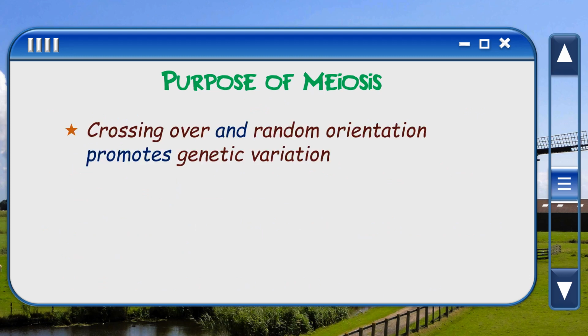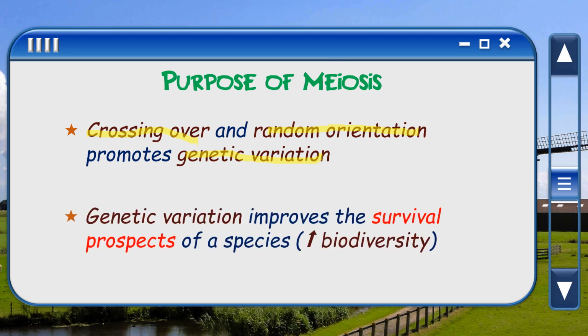Now, crossing over and random orientation promote genetic variation. Crossing over and random orientation bring about genetic variation, which we have called random assortment. Genetic variation improves the survival prospect of the species, and it increases biodiversity. How does it bring about survival prospect?